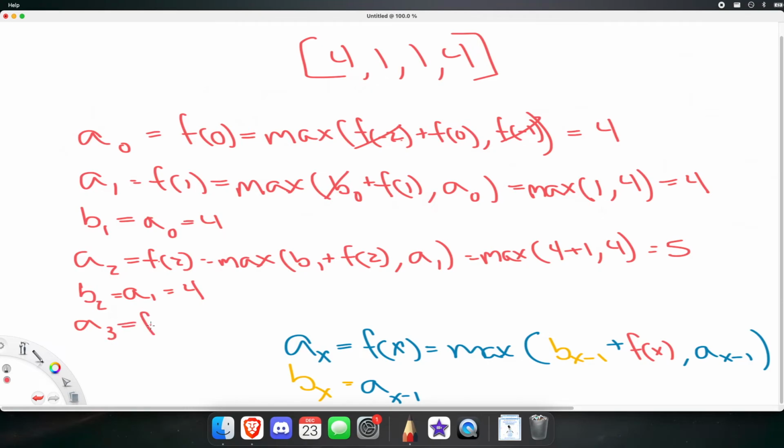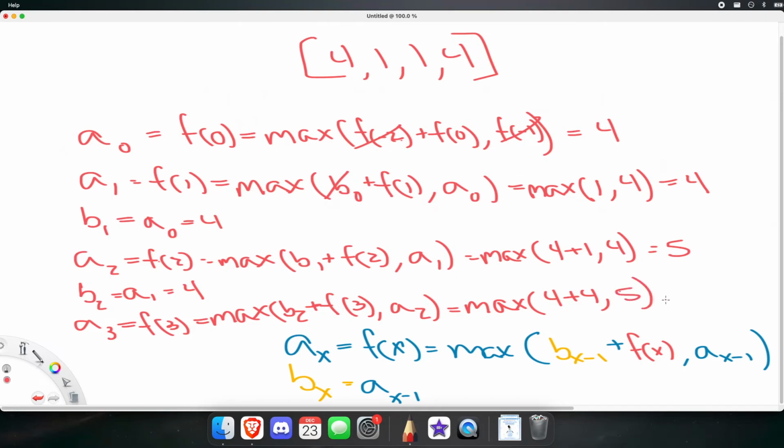Then a of 3 is going to equal f of 3, which is the max between b of 2 plus f of 3 or a of 2. In this case, this will result in the max of 4 plus 4 or 5. And of course, the answer is 8 because 8 is greater than 5. And then b of 3 is equal to a of 2, sorry about that, which is 5. And since we've reached the last index, because this is index 0, 1, 2, and then 3, we have stopped, and what we want to return is our a value, which represents the maximum money we can obtain by robbing non-adjacent houses.